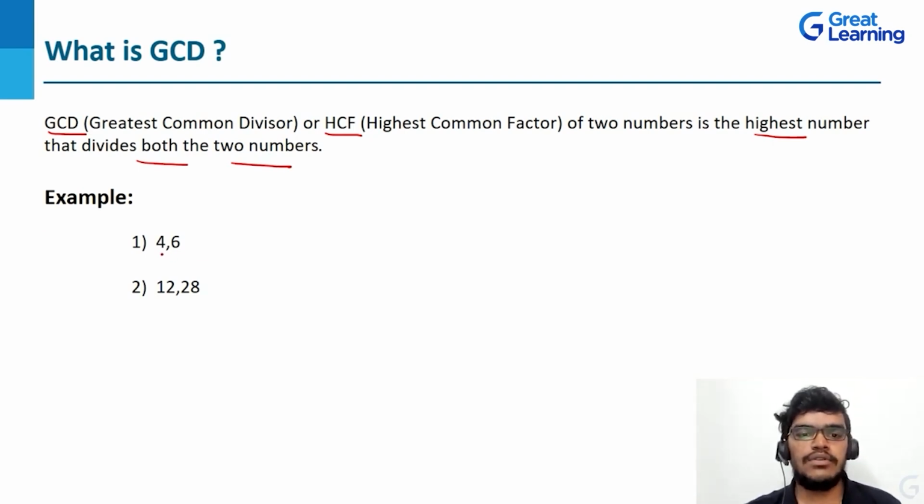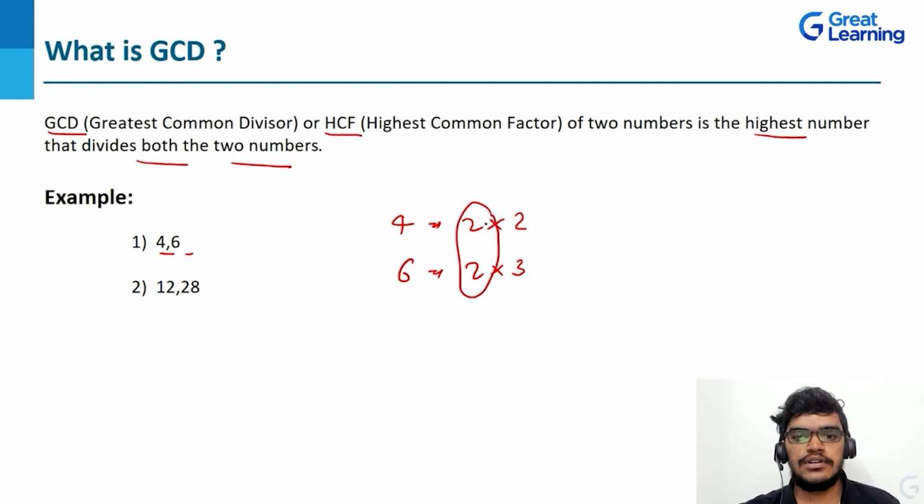Here I am having the example of 4 and 6. So these are the two numbers. Let me find the factors. When I'm talking about factors, that means 4 is divisible by which numbers. We know that it is divisible by 2, right? So I can write here 2 into 2. And coming to 6, I can write it as 2 into 3. So what is the common factor here? The common factor here is 2, right? And what is HCF? HCF is nothing but the highest common factor. So here we have the highest common factor 2. So the HCF of 4 and 6 is 2. Now let's take another scenario, 12 and 28.